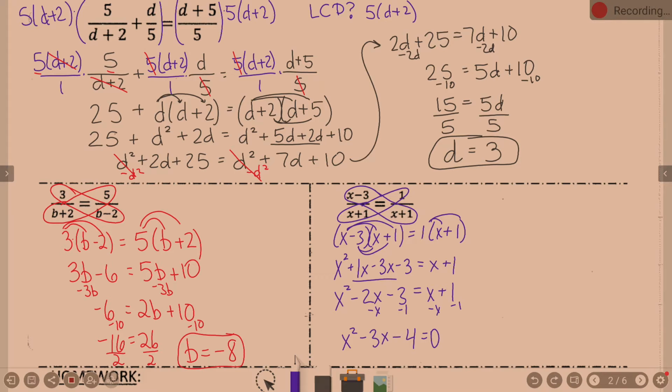Now that we have the equation equal to 0, parentheses. X squared, x and x, multiplying to be negative 4, adding to be negative 3. What are my options for multiplying to be negative 4? A 4-1 combo is going to get me the 3. One of them has to be negative. To get the negative 3, it's negative 4.